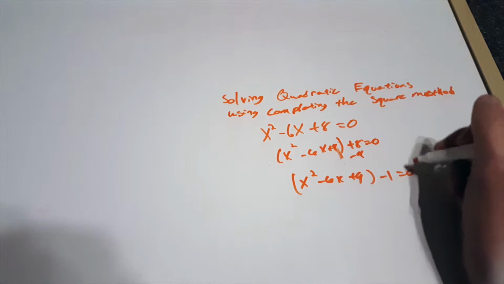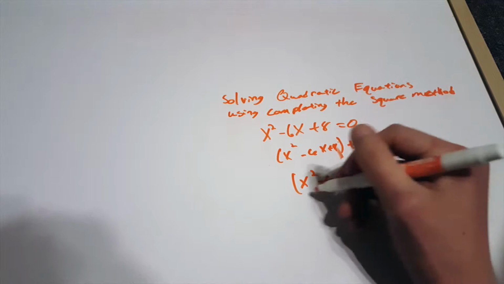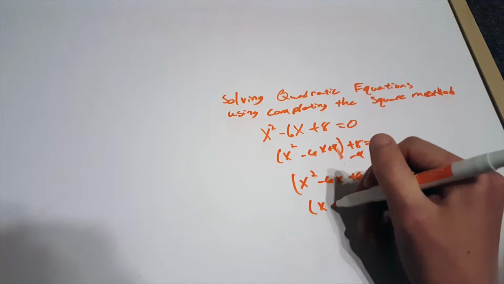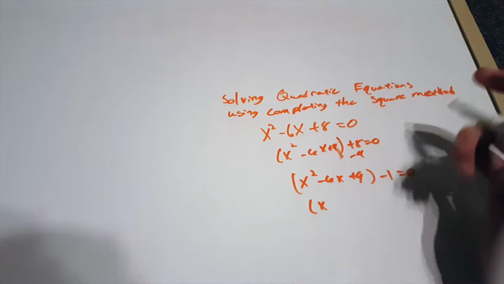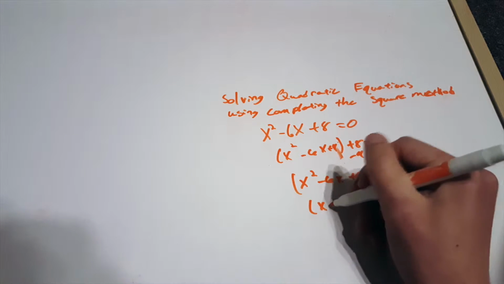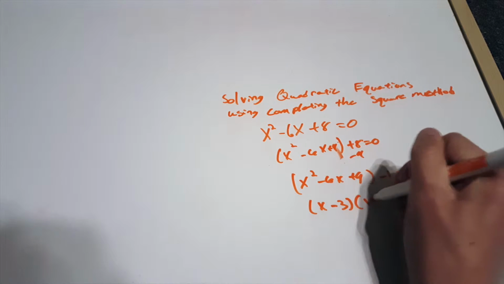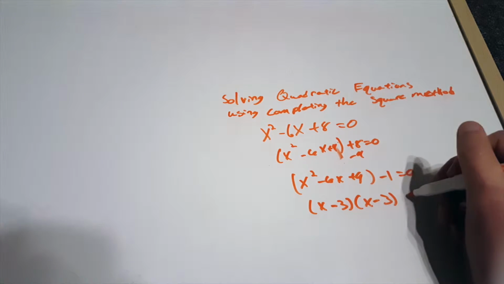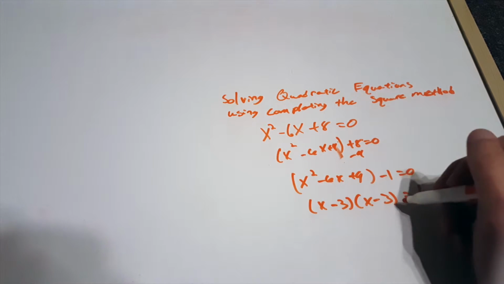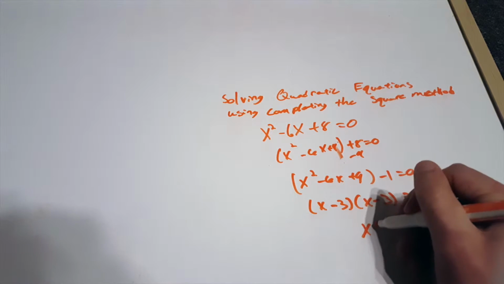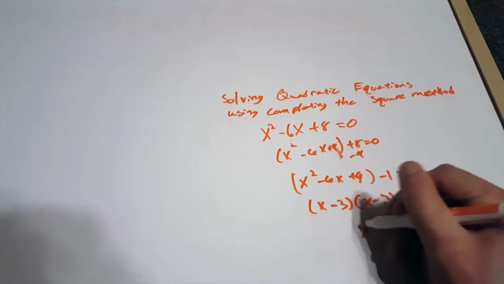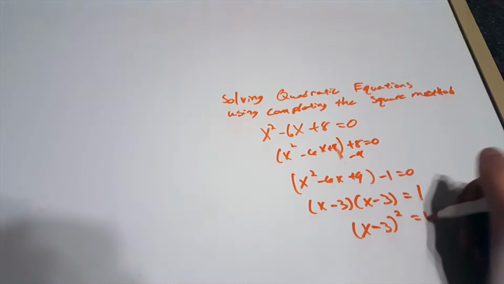minus 1 equals 0. We'll move the 1 to the other side, and then the inside, because it's a perfect square now, is easy to factor. So minus 3 times minus 3, x minus 3 equals 1. This makes a square term, so it's x minus 3, quantity squared, equals 1.